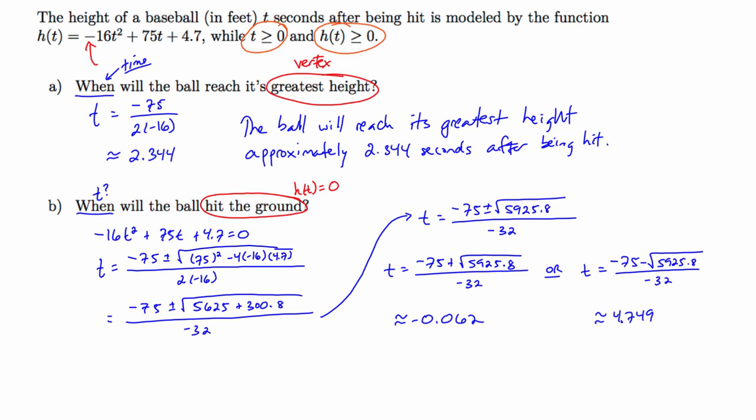Of these two solutions, one of them does not fit into that. The t value of negative 0.062 does not fit into the restrictions that we were given from the beginning. It cannot be the solution. If you think about what that would mean in context, where t is representing how much time has elapsed since the ball was hit, negative 0.062 would represent 0.062 seconds before the ball was hit, and that simply doesn't make any sense. So the value we'll go with as our answer is 4.749. So to answer the question, when will the ball hit the ground? The ball will hit the ground approximately 4.749 seconds after it was hit.